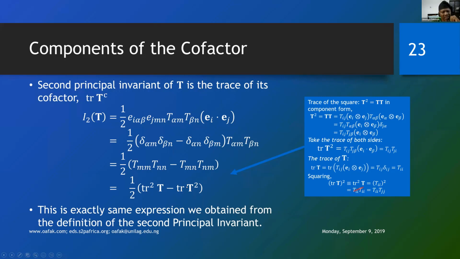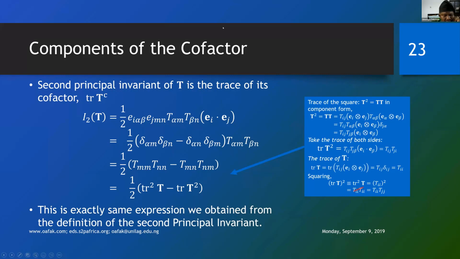Now, why is this quantity the square of the trace? Can anybody tell me why? Why is it the square of the trace? Go to the chat room. Is it obvious that this is the square of the trace and that this is the trace of the square? Is it obvious to the class?